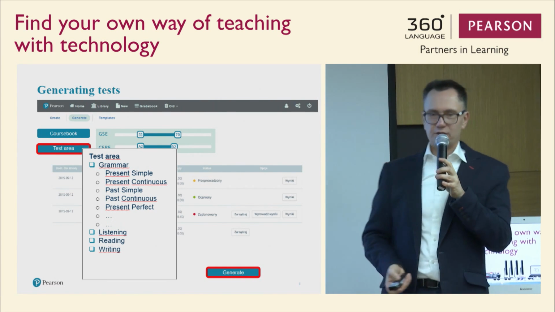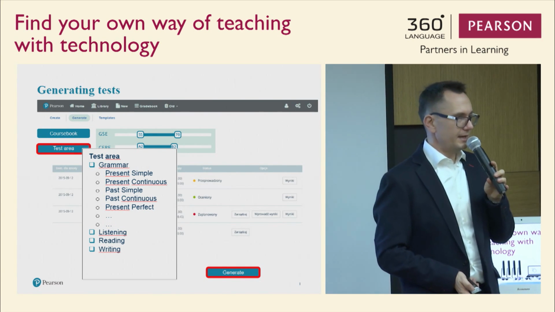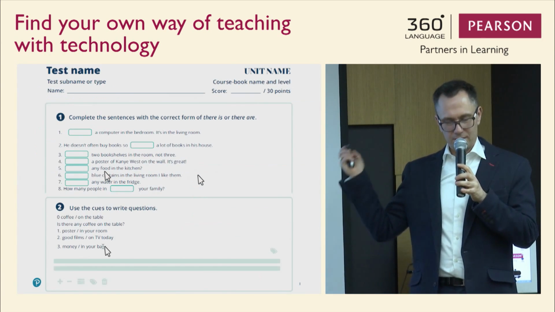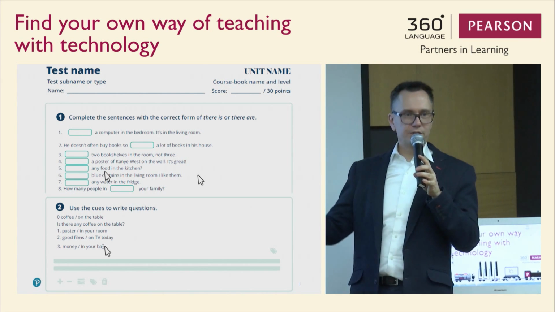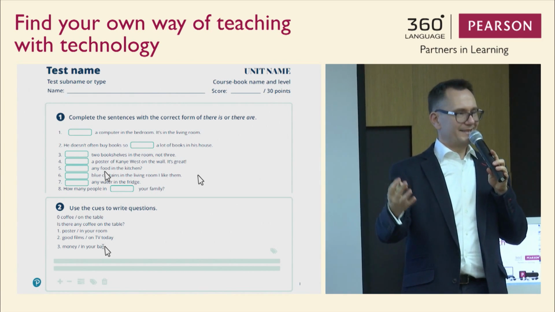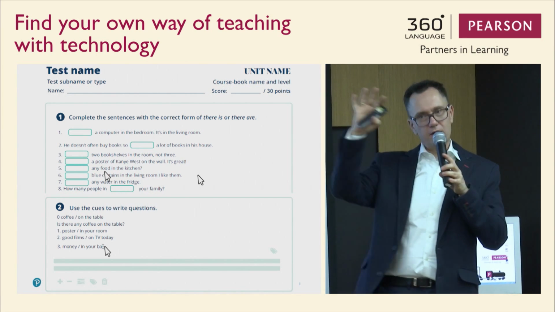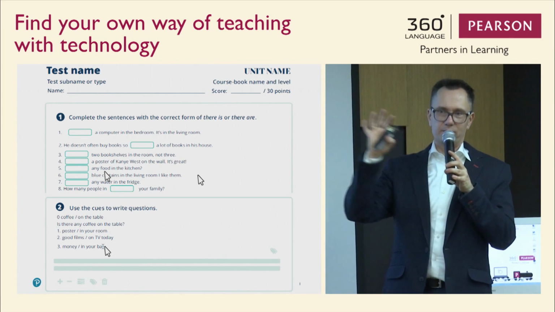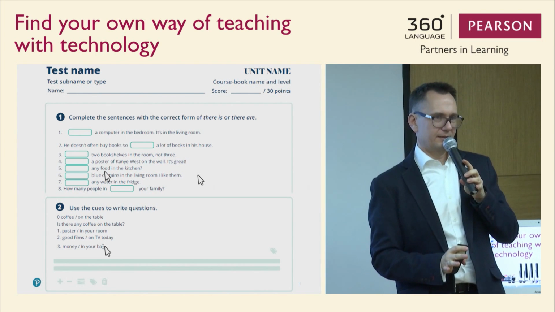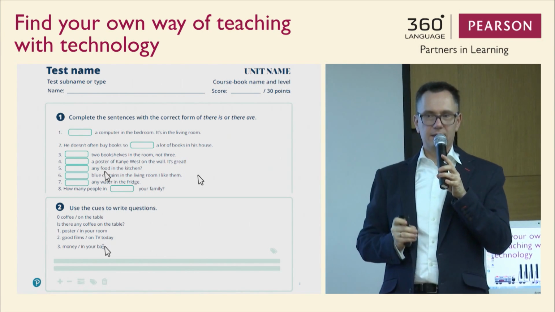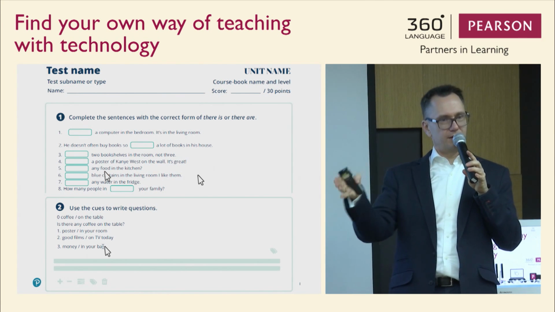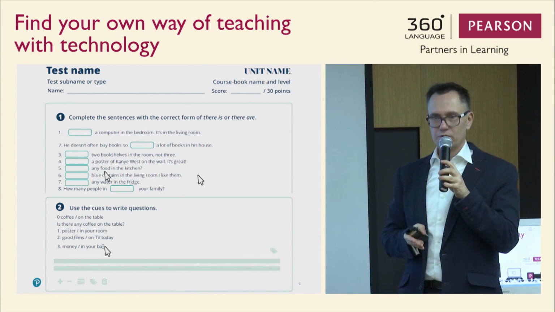And then there's one magic button, generate. And when you hit it, guess what? A ready test appears, right? So the test which has been prepared, which has been selected from a large database of items that Pearson has, and that were selected randomly, but according to the criteria that you decided to use.